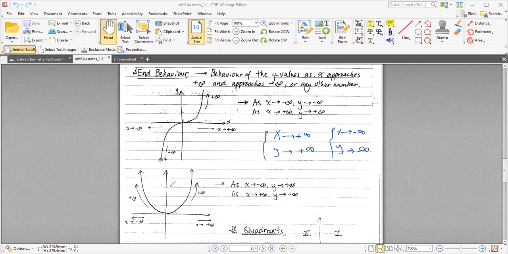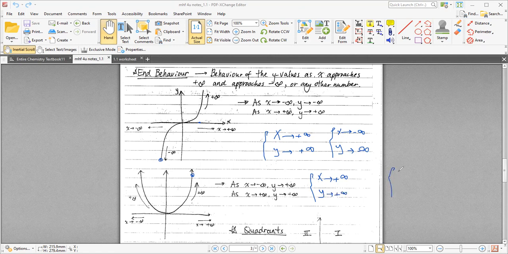Okay, now the next picture, I'm going to do the end behavior again. When x goes to positive infinity, I have to look at this end because the x positive is here. So it goes up, the y is positive, right? Then the y goes to positive infinity.